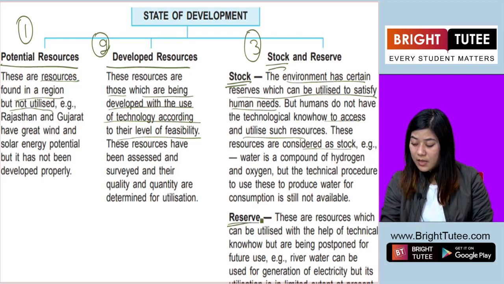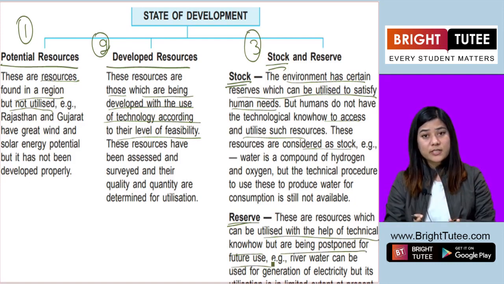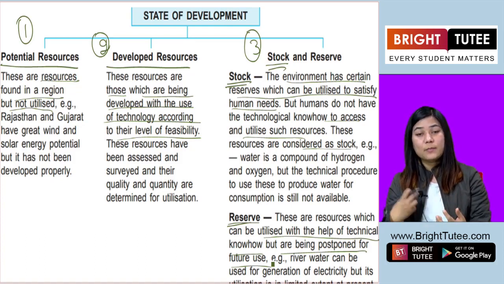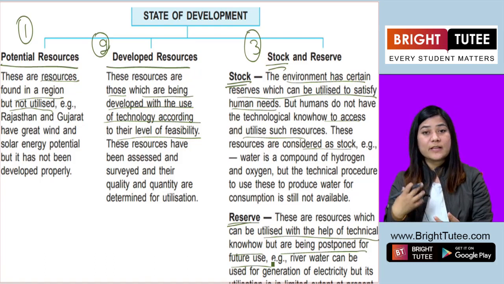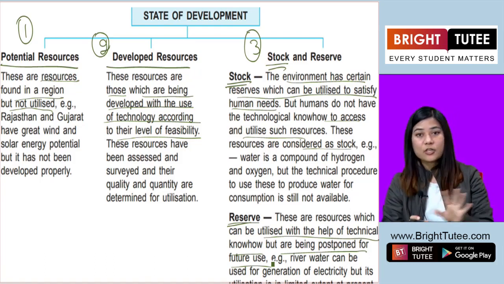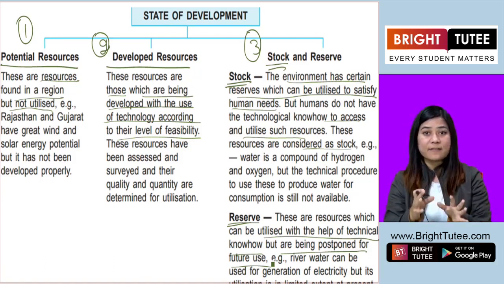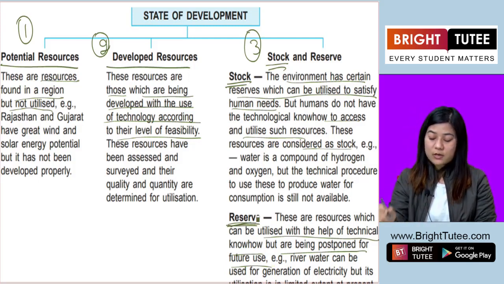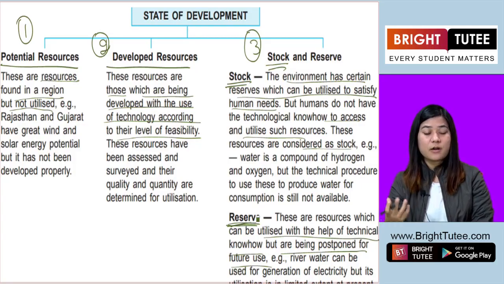And reserve: there are resources which can be utilized with the help of technological know-how but are being postponed for future use. So the resources are there and they can be used with the help of advanced technology, but they are not being used because they are being saved or reserved for future use. Those resources are called reserve resources.